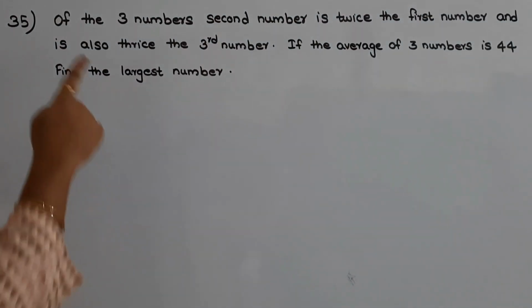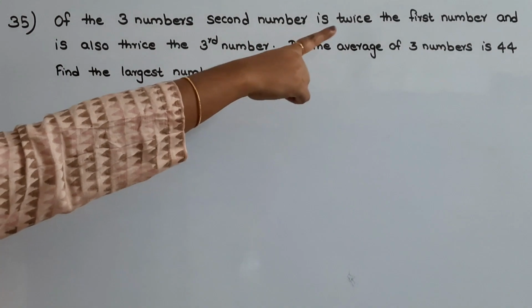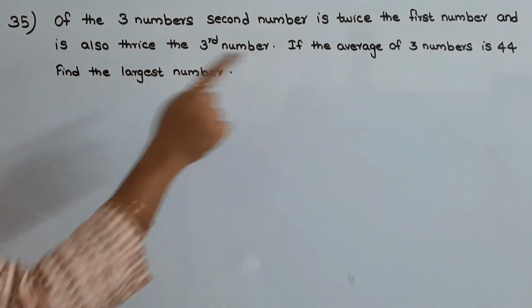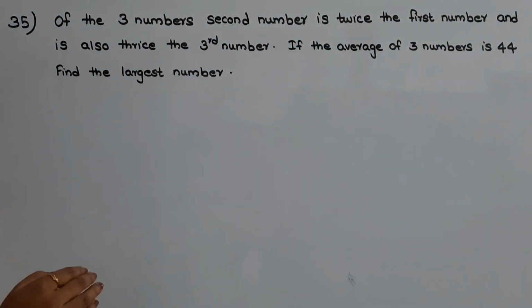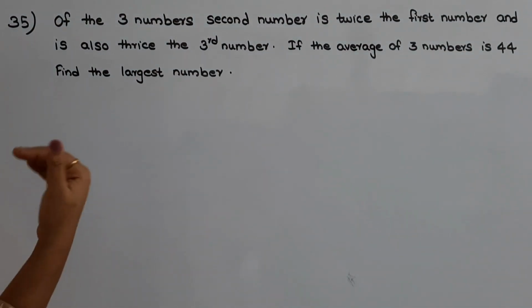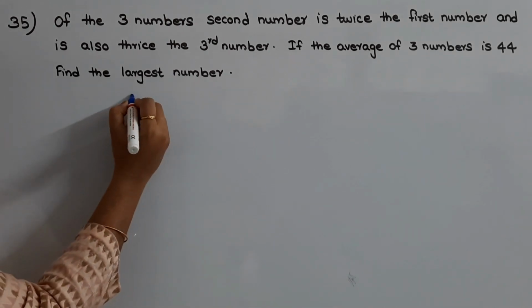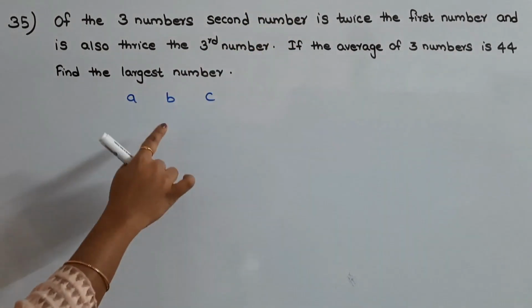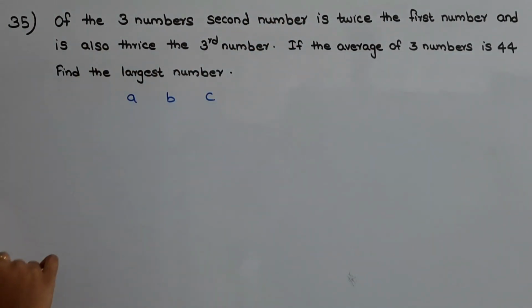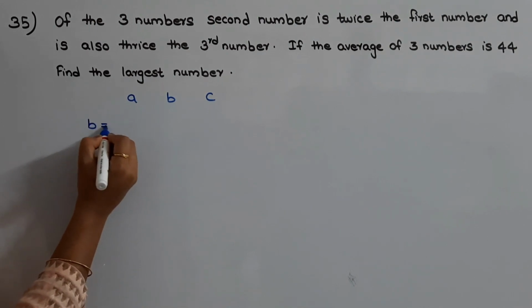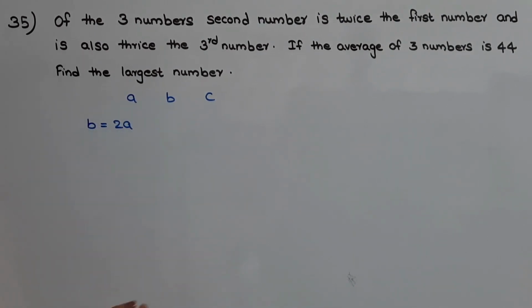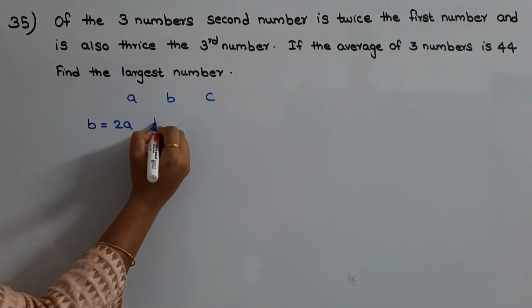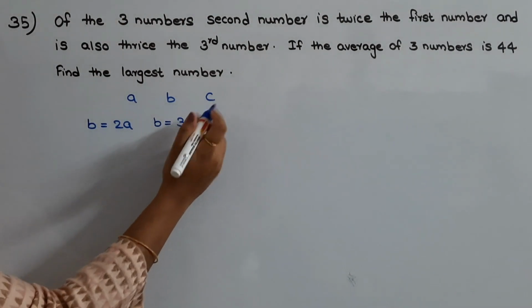The next question is, of the three numbers, second number is twice the first number and is also thrice the third number. If the average of three numbers is 44, find the largest number. Okay. So in this question they are telling that there are three numbers. So let us consider the three numbers as A, B and C. Then they are telling that the second number is twice that of the first number. Okay. So we can write B is equal to 2A. Then they are telling that the second number is thrice the third number. Okay. So we can write B is equal to 3 times C.